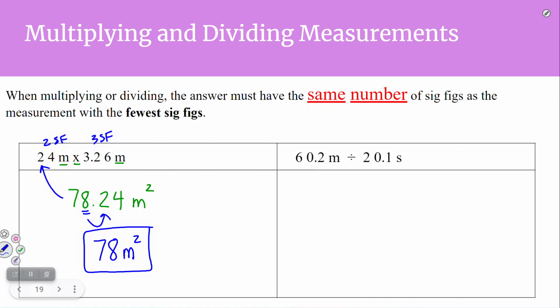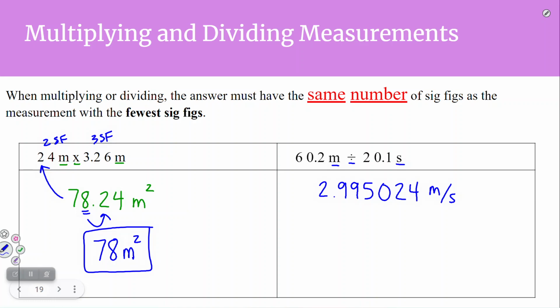All right, so next we have 60.2 divided by 20.1. So that's going to be 2.99. My calculator is telling me a whole slew of numbers like this, on and on. My unit is going to be meters divided by seconds, which is meters per second, which is a velocity.